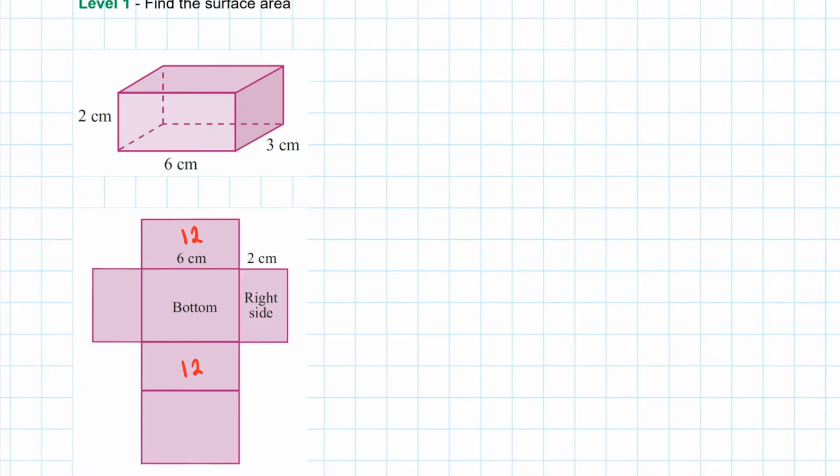Now, the right side, this rectangle here on the right, has a base of 3 and a height of 2. So the area is going to be 3 times 2, which is 6. The left-hand side is the same, so I'm going to write a 6 here.